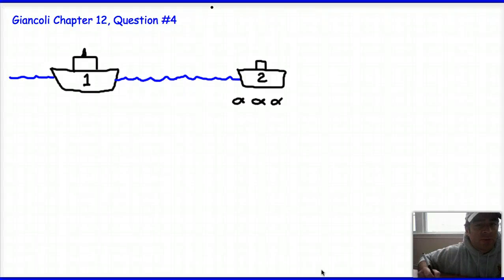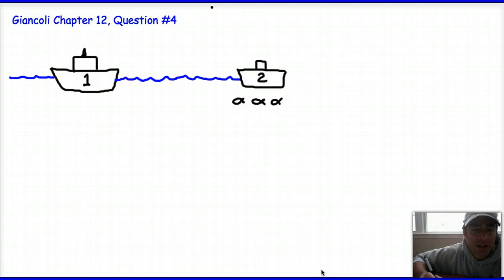This is problem number 4 in the textbook, in chapter 12. It reads: an ocean fishing boat is drifting just above a school of tuna on a foggy day. Without warning, an engine backfire occurs on another boat, which is 1 kilometer away. How much time elapses before the backfire is heard by the fish and by the fishermen?